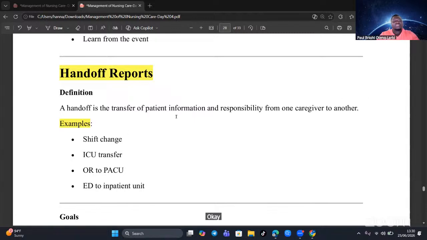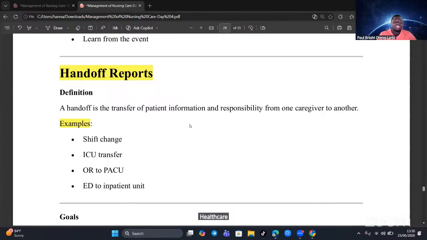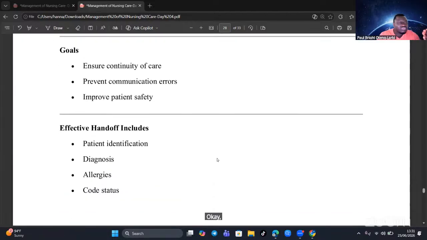Handoff is the transfer of patient information and responsibility from one caregiver to another. Nurses will do their handoff, healthcare assistants will do their handoff, physiotherapists, all the health team will do theirs between themselves. When do we do handoff? At shift change, when people are closing and new staff are coming. We are transferring a patient from the ward to ICU or ICU to the ward, from the OR to the PACU, PACU to the ward, or ED to inpatient, inpatient to ICU or PCU.